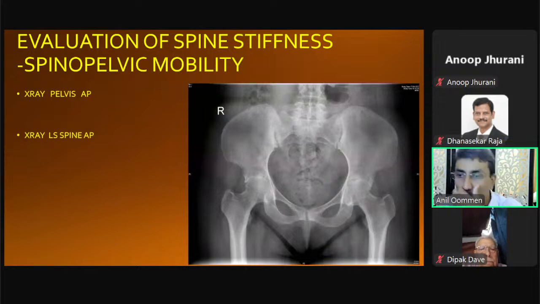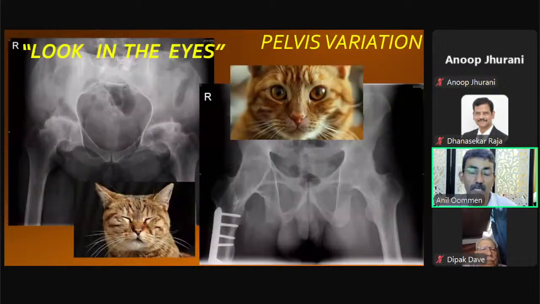To begin our assessment of spinopelvic mobility, a simple AP X-ray of the pelvis would be sufficient to give you a very good idea of what the lumbar spine is going to look like. If you look at the pelvic AP, just look at the obturator foramen alone.